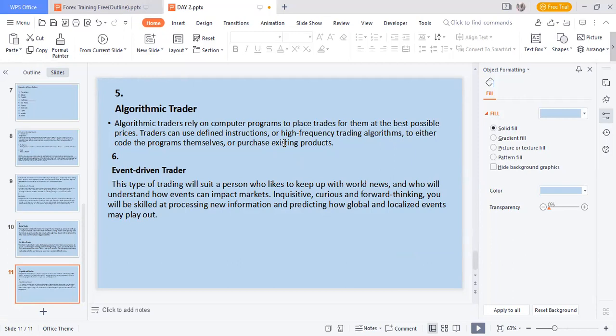Event-driven traders are traders that keep up with world news. They use news to predict their trades. Are you with me? And these are the fundamental analysts. They look at the news, and they use that same news to predict their trades. So we have come to the end of this section.